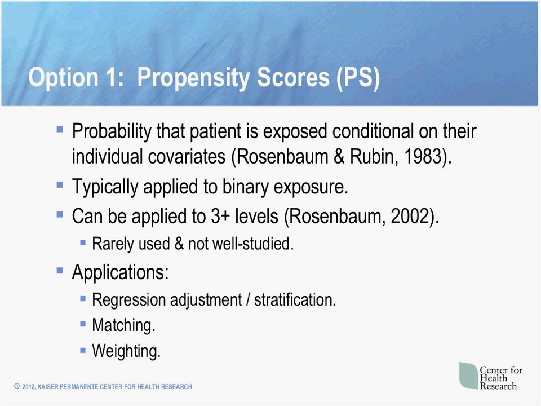One option, and I know it's been presented already a bit, is what's called the propensity score. If you have a binary exposure, you're exposed to the drug of interest or you're not, the propensity score is the probability that a person is exposed to your drug of interest conditional on their individual covariates. So this will be conditional on age, gender, income, and so forth. And this was proposed by Rosenbaum and Rubin in 1983.